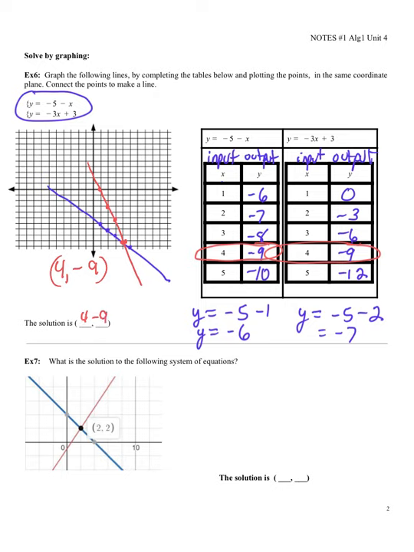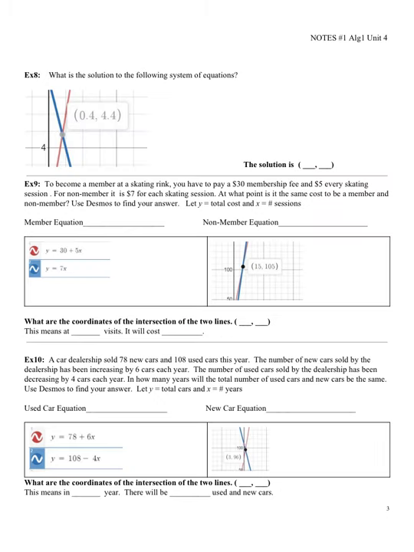Now, if we just wanted to see what it looked like on Desmos, we just put it in, and the point of intersection here is (2, 2). Same thing up here. I just don't want you to think that the intersection is always a whole number. The intersection of these two lines is (0.4, 4.4).